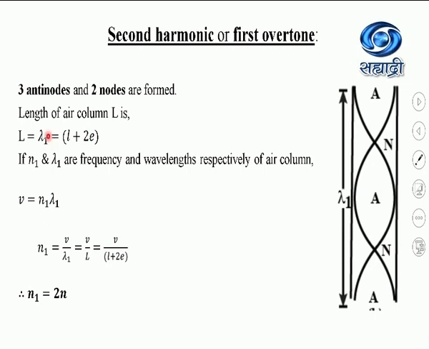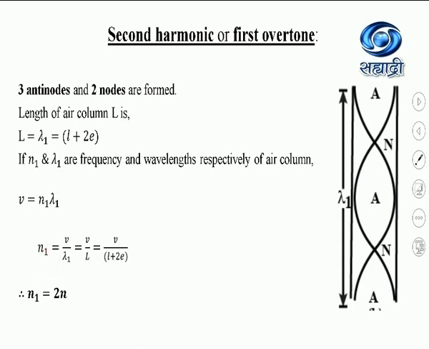So we can say if lambda 1 and n1 are the wavelength and frequency respectively of the air column, then we get wavelengths from this point to this point. Wavelength is lambda 1 upon 4. From this point to this point, wavelength is lambda 1 upon 2. From this to this point, wavelength is lambda 1 upon 4. So the total length of the air column is equal to lambda 1.